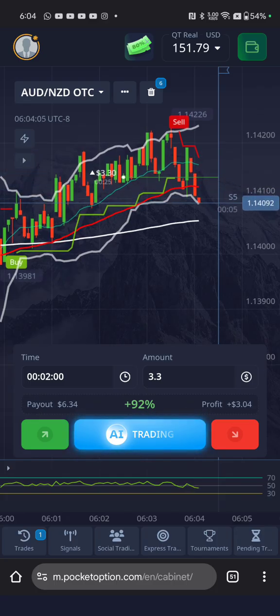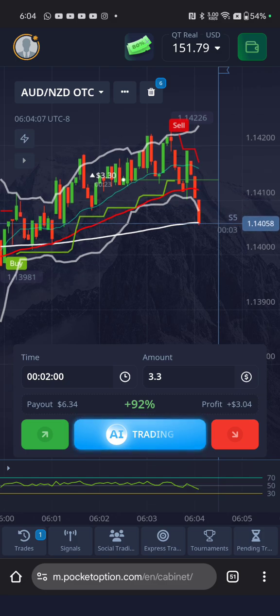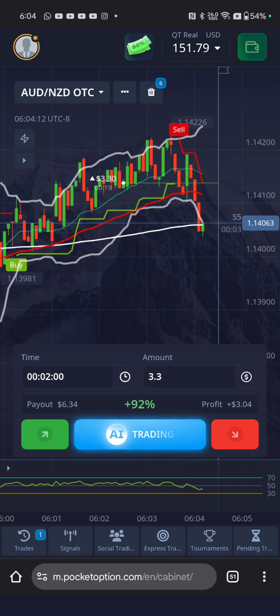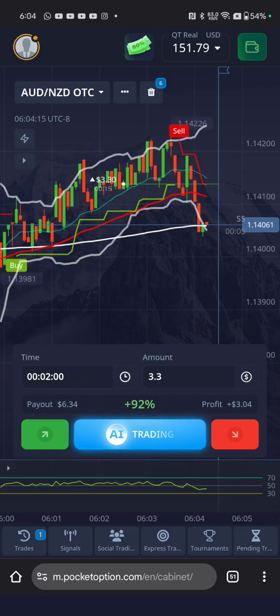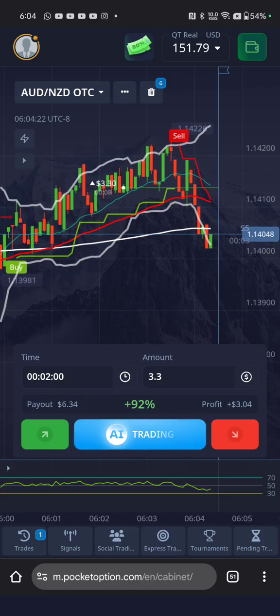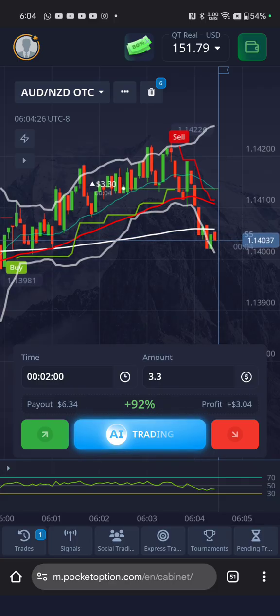And so we've risked $3.30. And it looks like we might lose it. Unfortunately, it came down, and that can happen. And we're about to hit our time limit, so we just lost $3.30. But that's just the way it is.